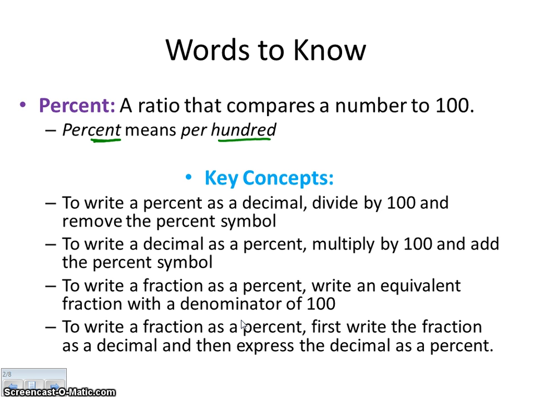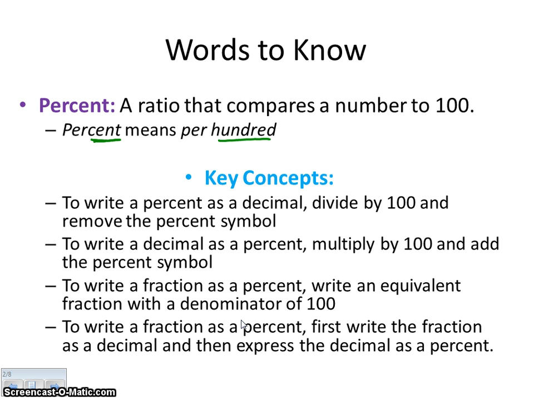There are 100 pennies, 100 cents, in a dollar. Century, there's 100 years in a century. Centimeters, there's 100 centimeters in a meter, and so on. So you can remember cent meaning 100. We're comparing that to 100.